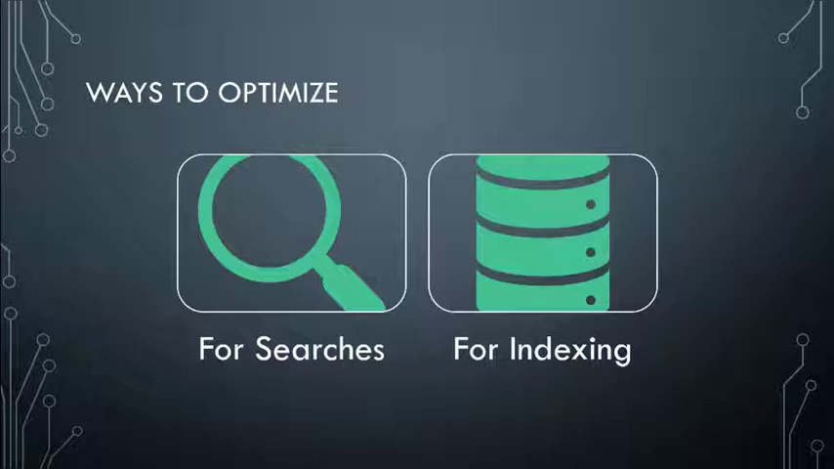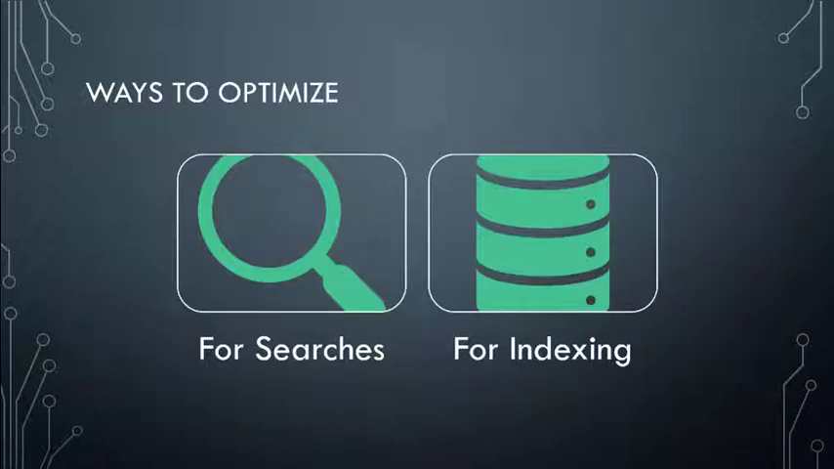First, it's important to understand that there are two places where we can optimize Elasticsearch, depending on our needs. First, we can optimize Elasticsearch for search time, so that whenever a user types something in the search box on your website, that search is done faster and takes less resources on Elasticsearch.